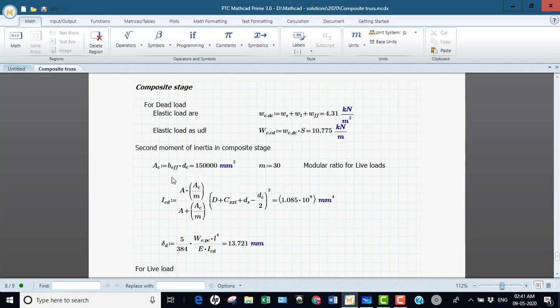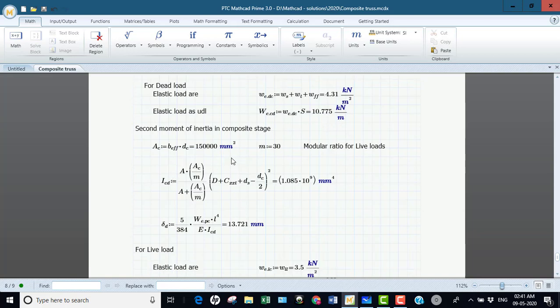Then I know the value of AC, the area of the concrete. This is the area of the bottom chord member, and this is the area here. The top chord member is not taken so effectively, and I take the concrete area as effective. So I convert it into equivalent steel, and I calculate the center to center distance between the top chord and bottom chord, where I use the modular ratio of 30. So this is your inertia. I substitute here and get the deflection due to dead load.